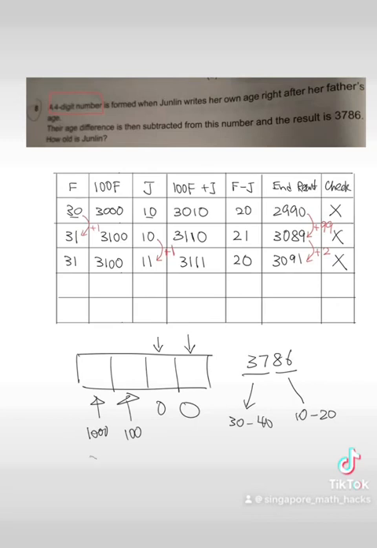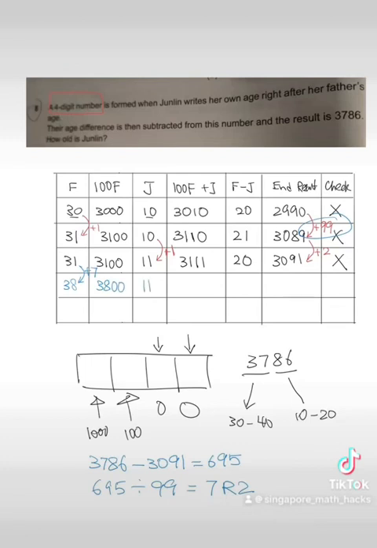We now know that the difference between 3786 and the latest number, 3091, is 695. If we take 695 divided by 99, why 99? Because each time the father's age increases by 1, there's an increase of 99 to the end result. So this will give us 7 groups of 99, remainder 2. So we increase the father's age by 7 to 38 years old, and this 100F becomes 3800.